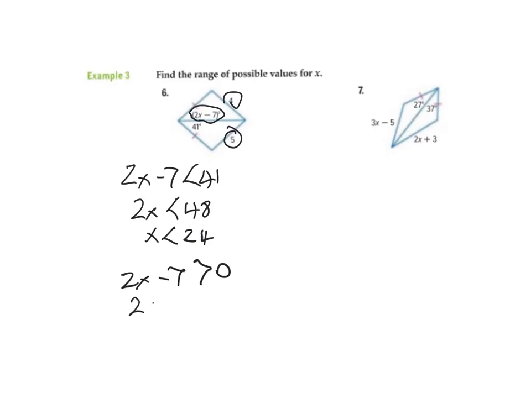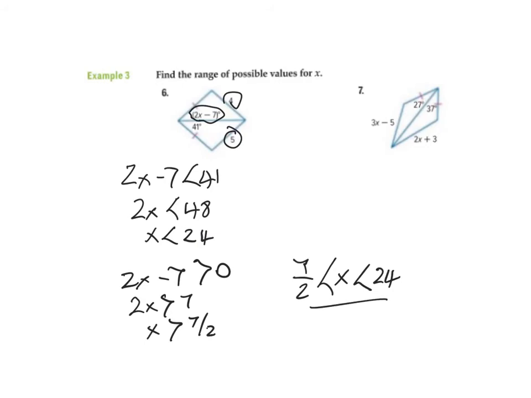So now we can use basic algebra again. So 2x must be greater than 7, so x must be greater than 7 over 2. So now we're going to write 7 over 2 is less than x is less than 24. And basically question 7 is identical to question 6.